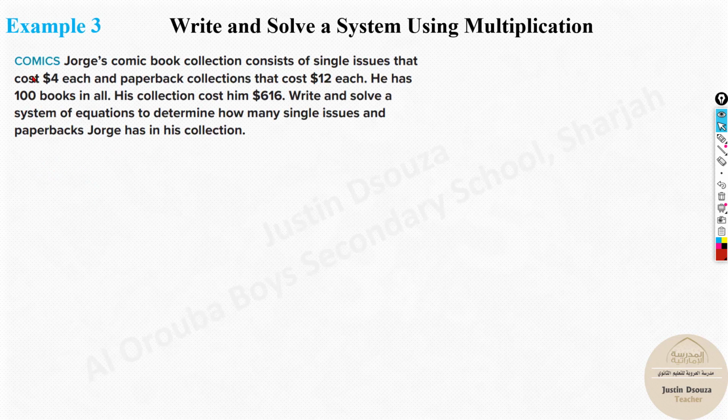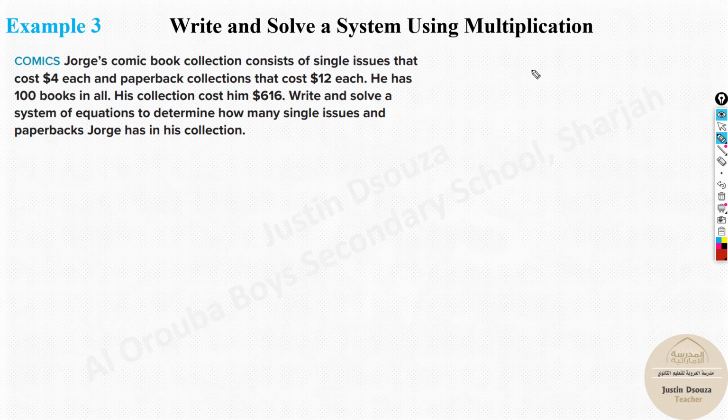Now, comics. George's comic book collection consists of single issues that cost $4 each and paperback collections that cost $12 each. He has 100 books in all. His collection costs him $616. Write and solve a system of equations to determine how many single issues and paperback issues George has in his collection. I hope you remember the previous lesson. It's similar to that. We need to write equations and then solve them.